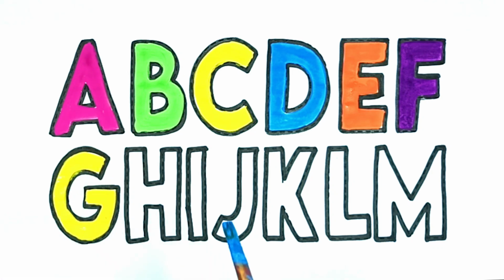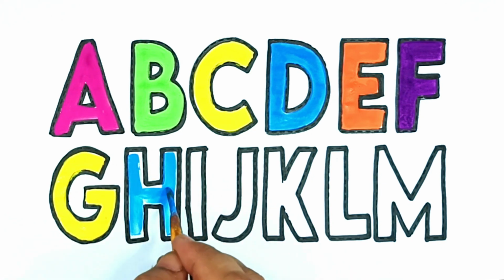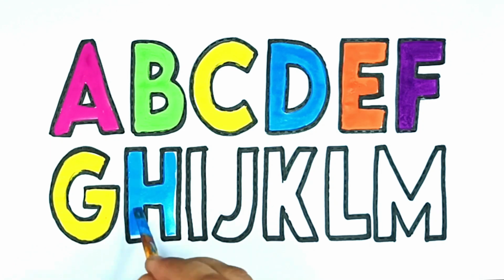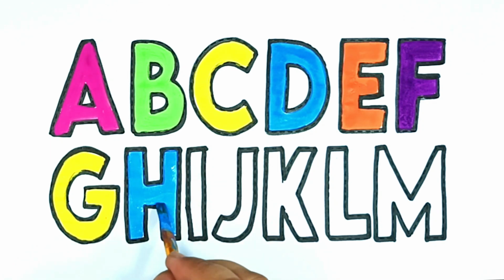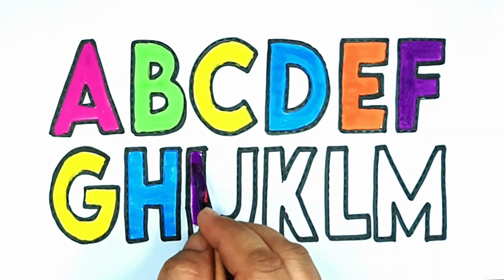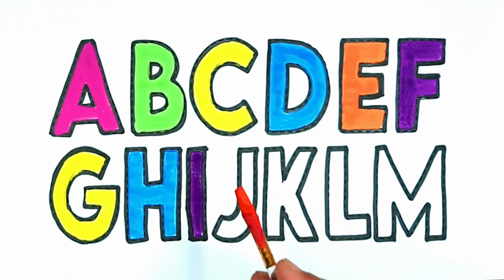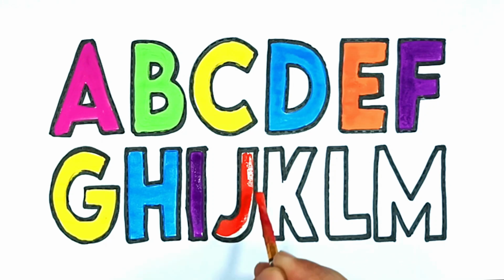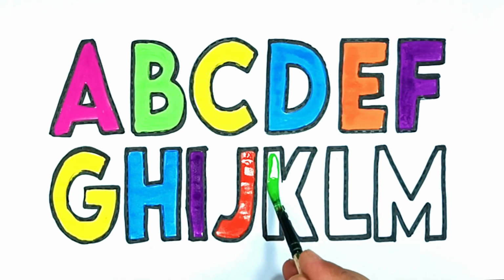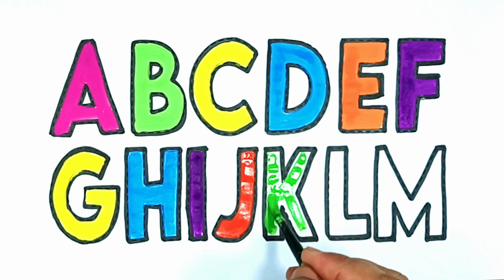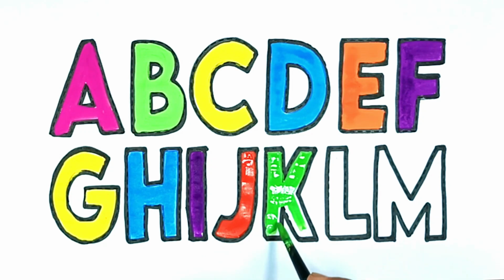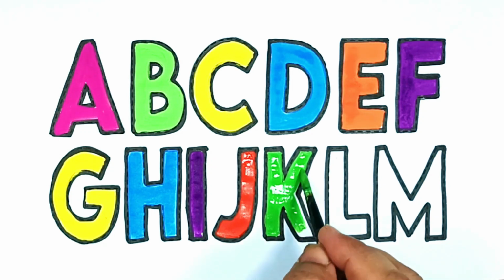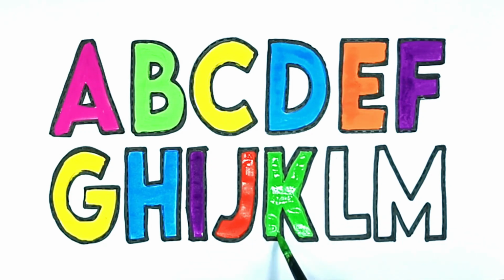G for glass. H for hat. I for igloo. J for jam. All around the mulberry bush, the monkey chased the weasel. The monkey thought it was all in good fun. Pop goes the weasel. K for kite.